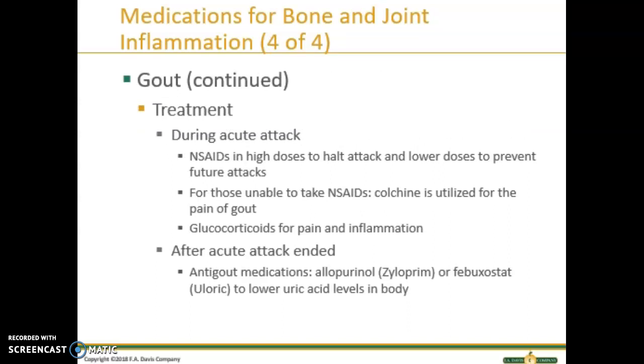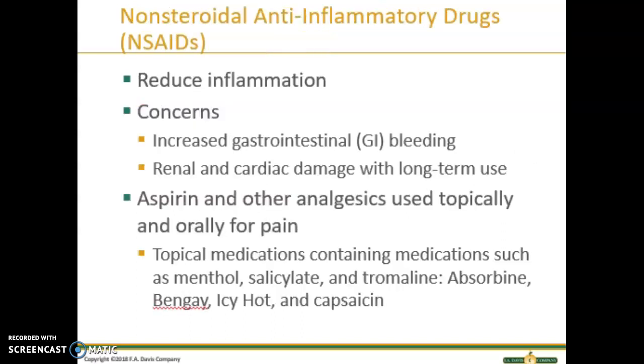So during the attack, it's NSAIDs in high doses to halt the attack and lower doses to prevent future attacks. For those unable to take NSAIDs, colchicine is utilized for the pain of gout and glucocorticoids for pain and inflammation. After the acute attack ends, there's an anti-gout medication, and the name is Zyloprim or Uloric, and this is to lower the acid levels in the body.